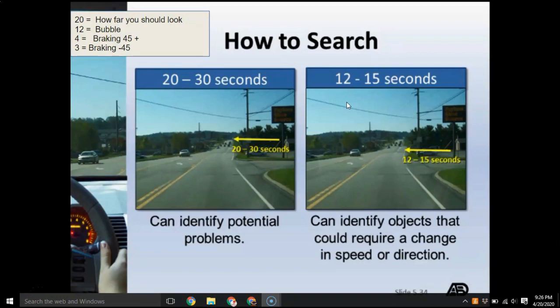The 4 numbers I want you to know are 20 seconds, how far you should look ahead. 20 seconds is your bubble. You've got to deal with it. 4 seconds is braking following distance when you're going over 45 miles per hour. Test question. And 3 seconds is braking under 45.